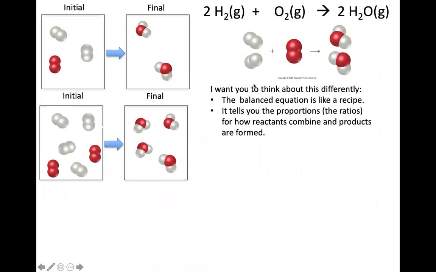This is how I need you to think about it. The balanced equation is like a recipe. It tells you the proportions, the ratios for how the reactants combine and the products are formed. It's telling you the simplest ratio for how those can be combined. The coefficients are not telling you what is in the container.